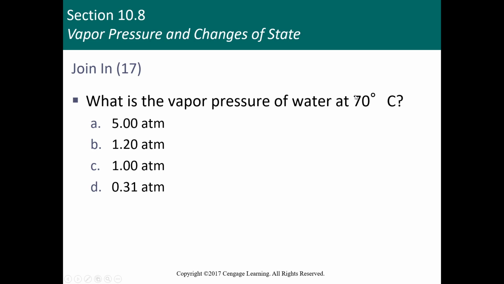So at 100 degrees Celsius, the vapor pressure for water has to equal the atmosphere, which is 1 atmosphere. Anything above 100 degrees Celsius would have to be greater than 1 atmosphere, because that's greater than the boiling point. So anything below 100 has to be below 1 atmosphere. And there's only one answer there, 0.31. So we don't actually have to do any math.